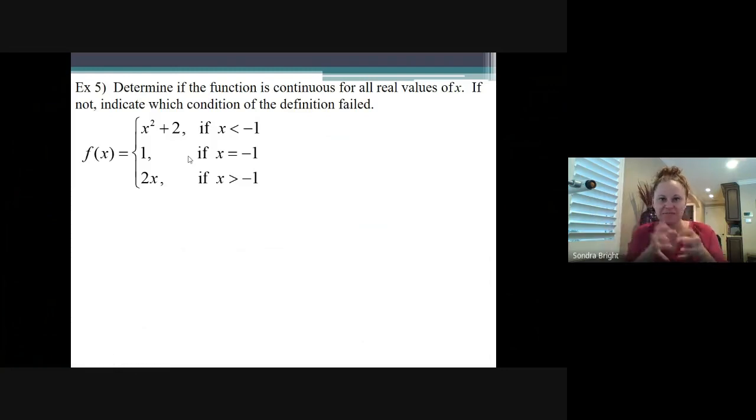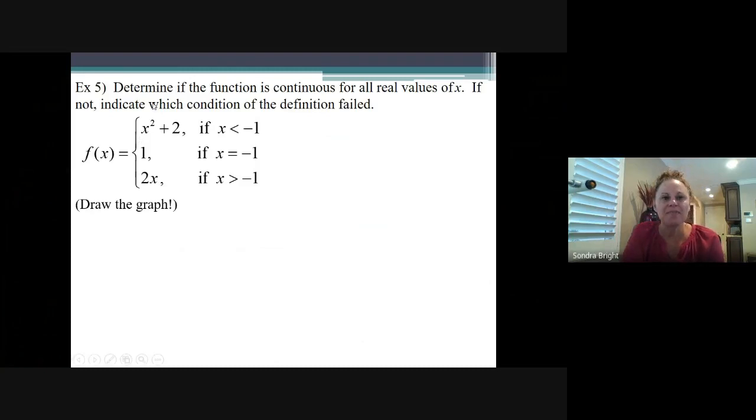There's little pieces of the graph, and where the values are changing are all at x equals -1. So if there is an issue, it's going to happen when x is -1, because we're changing what the function's defined as for each of those guys. All right, so what you're going to do is graph it.